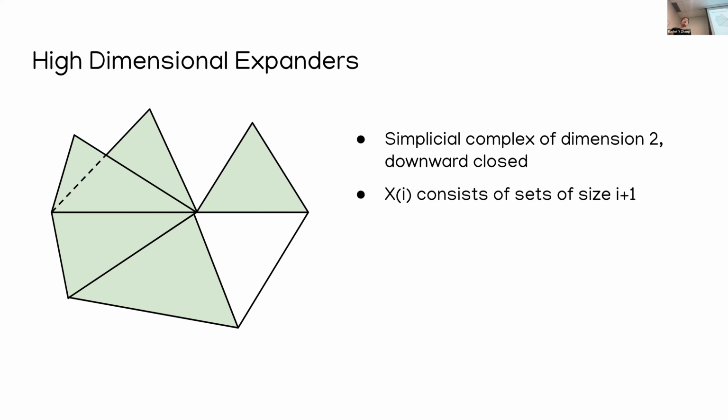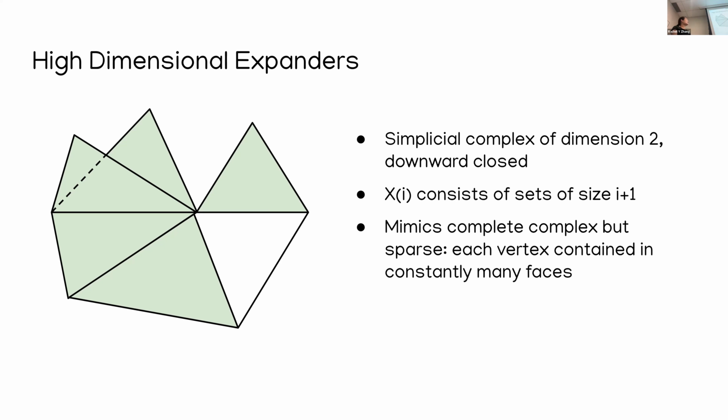Okay, so one-dimensional expanders should mimic the complete graph in terms of expansion properties. These 2-dimensional expanders should mimic the complete complex, but it should be sparse. So every vertex, we want to be contained in constantly many faces, but it should have the same connectedness and expansion properties as the complete complex would. It's actually this connectedness that makes these things hard to construct. It's interesting because for one-dimensional expanders, a random graph is a good expander. For high-dimensional expanders this is no longer the case. If you take a random complex, these things will be too disjoint.